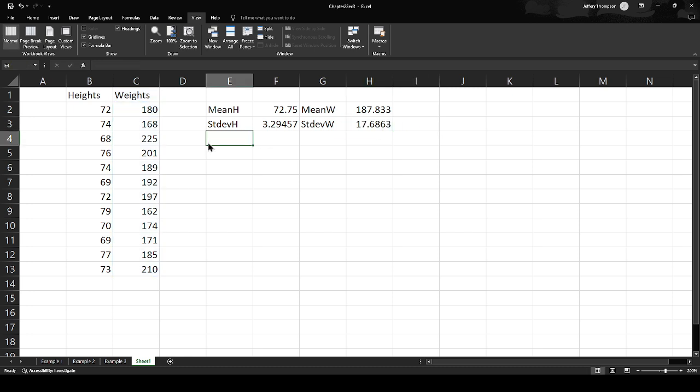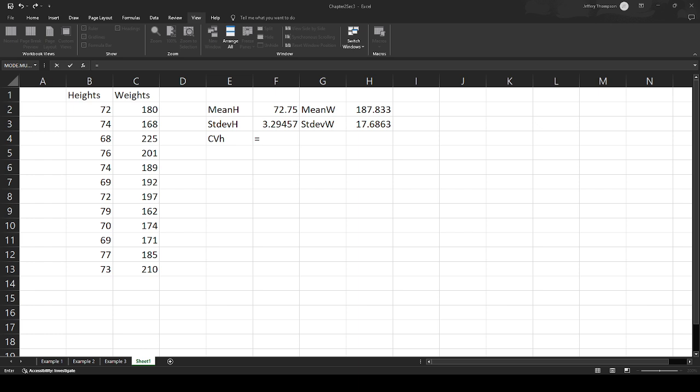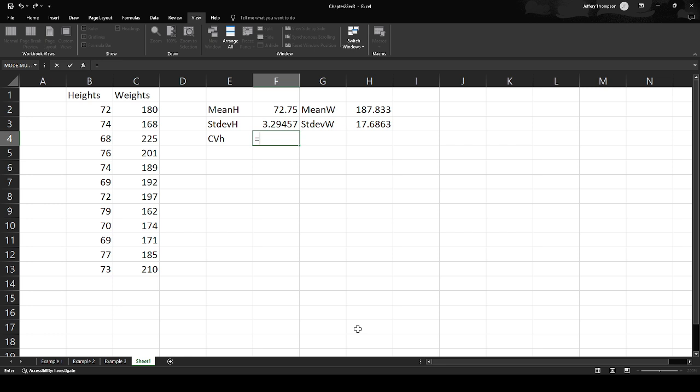And so the coefficient of variation, the CV of the height, is equal to the standard deviation divided by the mean. We're looking at the ratio of the standard deviation divided by the mean. So for the heights that would be F3, there's the standard deviation highlighted, divided by F2. And then we multiply by 100 to turn it to a percentage. And so it's 4.52%. The coefficient of variation for the weights is again going to be the standard deviation, in this case H3, divided by H2, which is the mean, times 100. And that has a coefficient of variation of 9.4%.